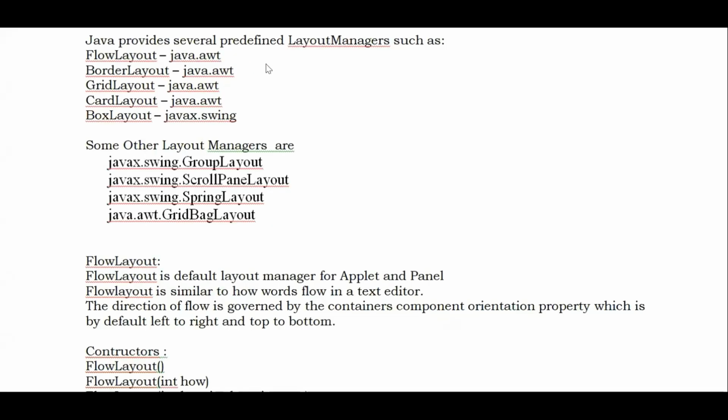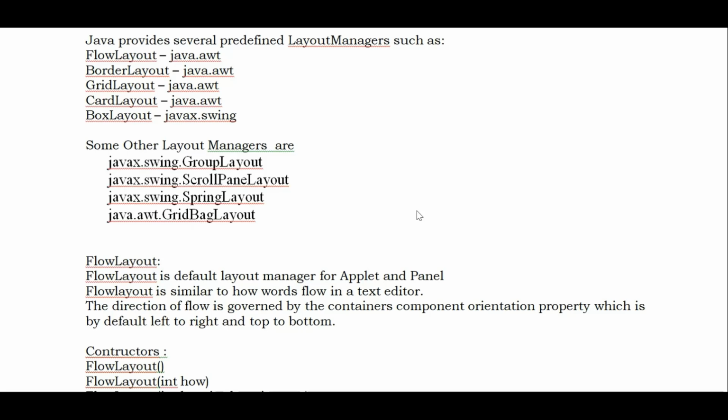Java provides several predefined layout managers such as java.awt.FlowLayout, java.awt.BorderLayout, java.awt.GridLayout, java.awt.CardLayout, and javax.swing.BoxLayout. So these are the most commonly used layouts, and there are some other layouts as well, such as GroupLayout, ScrollPaneLayout, SpringLayout, and GridBagLayout. Group, ScrollPane, and Spring, all these three are in the javax.swing package, and GridBagLayout is there in the AWT package. So let us get started.